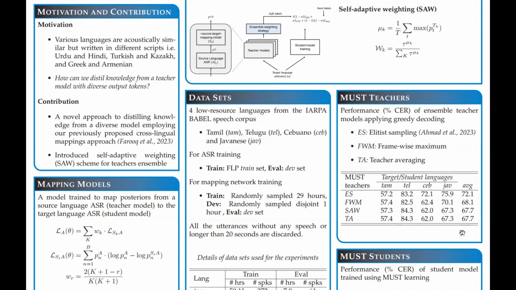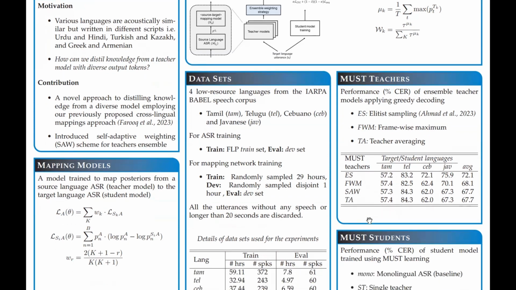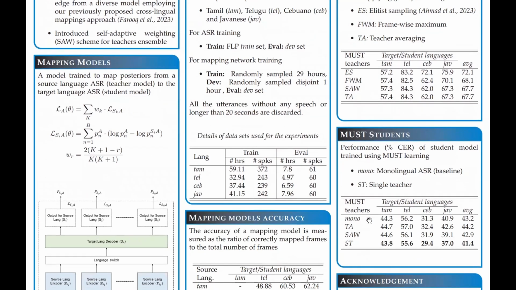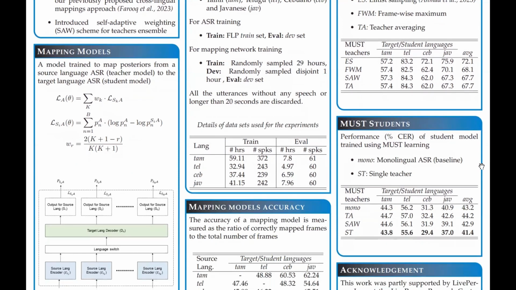So now using these techniques, we have to train a student model for each of these languages, but we are just using the top 3 ensembling techniques. We'll do the experiment for frame-wise max, self-adaptive weighting, teacher averaging, and the single teacher model as well. So here is the performance of the student model after training with the loss of hard labels and soft labels.